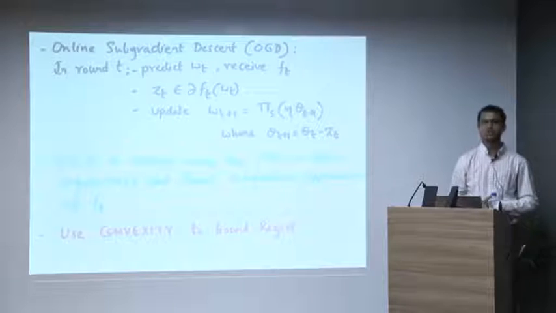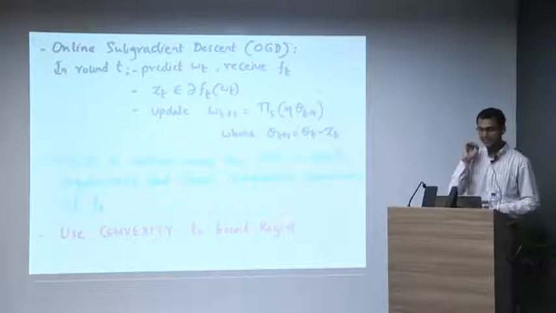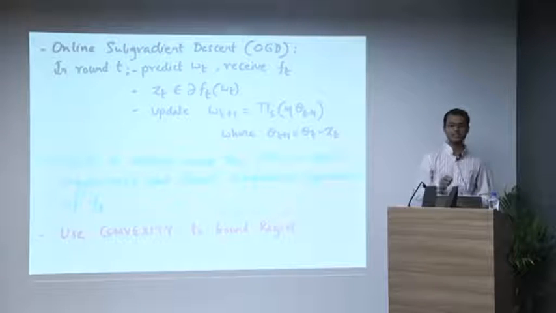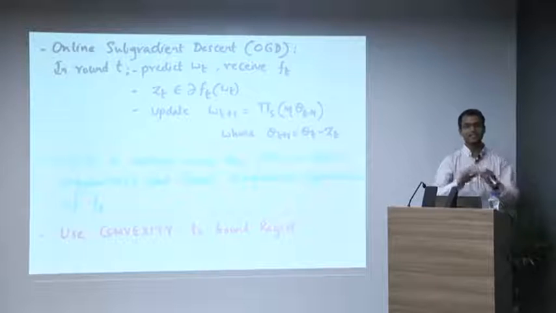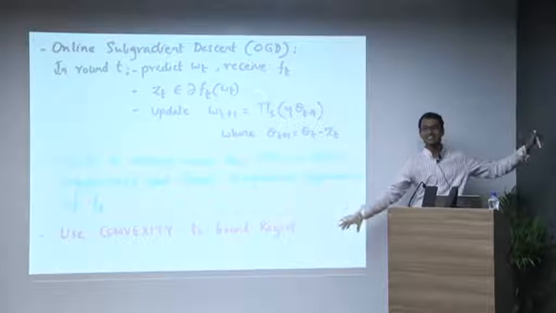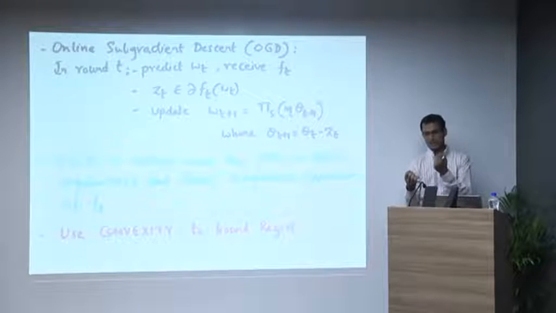So to bound the regret of online subgradient descent, we're going to use convexity. Till now we did not see much of convexity. We saw some notion of stability between f of t of w and f of t of w plus 1.